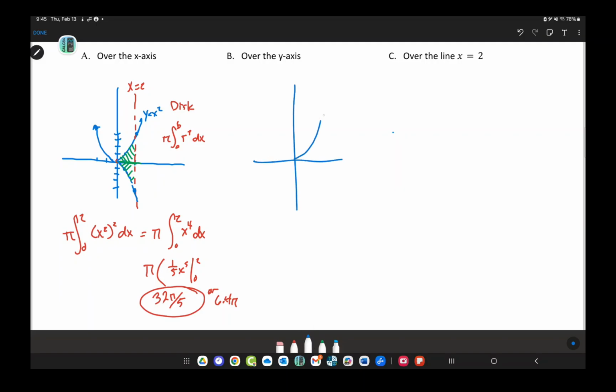So we're going to take the same function for part B. Here we have y equals x squared. We have 1, 2, 3, 4. This time we are going to rotate over the y-axis.